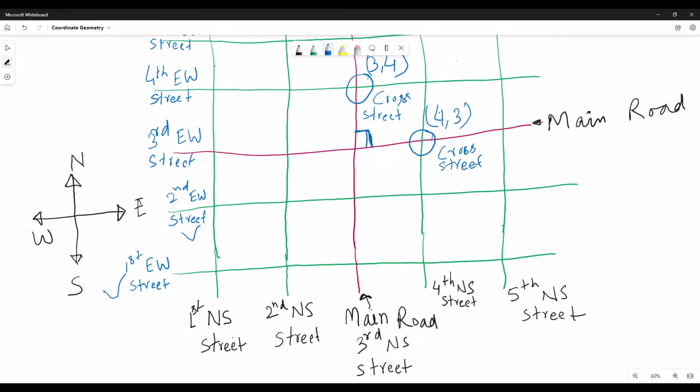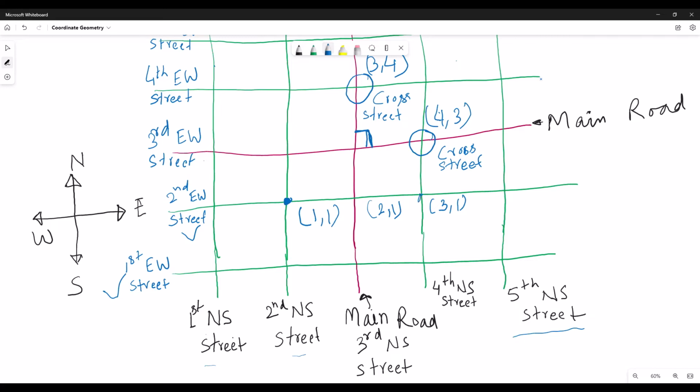Likewise, this is the first north-south street, the second north-south street, and this is the third north-south street, that is the main road, and the fourth north-south street and fifth north-south street. So when these two streets cut each other, we call it 1, 1. This is 2, 1. This is 3, 1. So this is the third street of the north-south and the first street of the east-west.